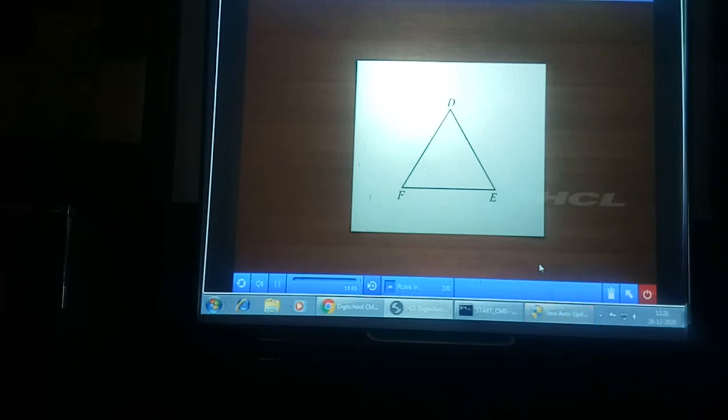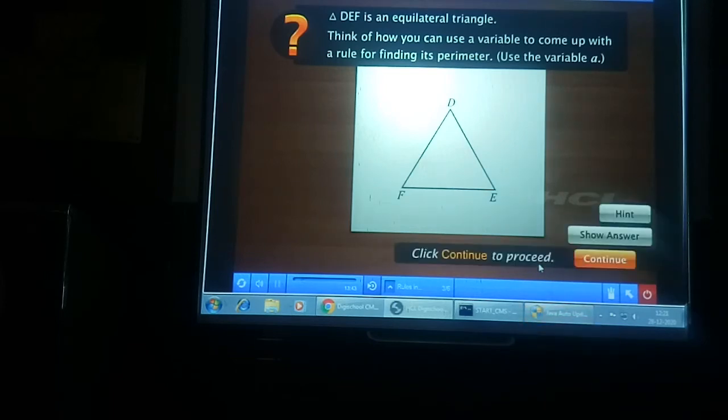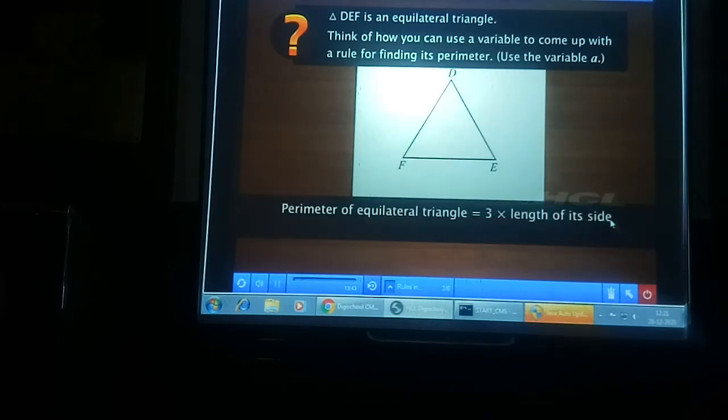This is an equilateral triangle. Think of how you can use a variable to come up with a rule for finding its perimeter. It says it is a triangle, DEF is an equilateral triangle. Use the variable a. So our answer will be 3a, because it has 3 sides. As an equilateral triangle has 3 equal sides, we multiply 3 by the length of its side to find the perimeter.